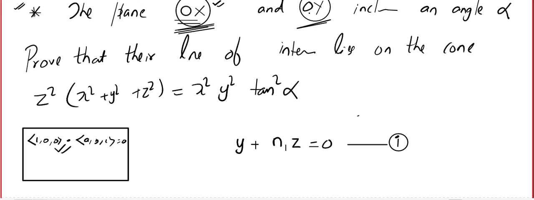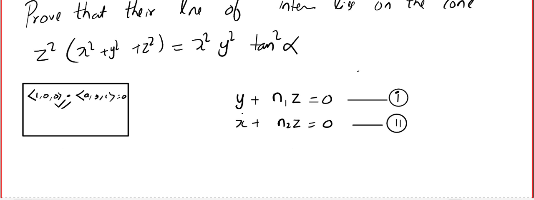Similarly, any plane through OY, since it passes through the origin, the constant term disappears. Since it passes through the y-axis, the y coordinate disappears. So basically it will be x plus n2 into z equal to 0. Equation number 2.